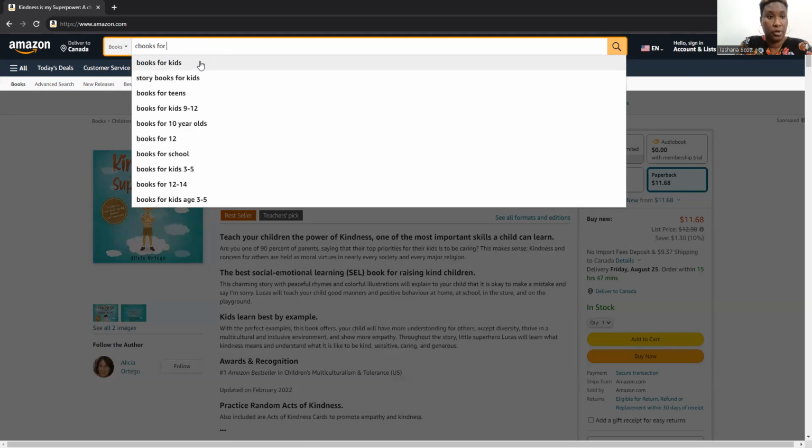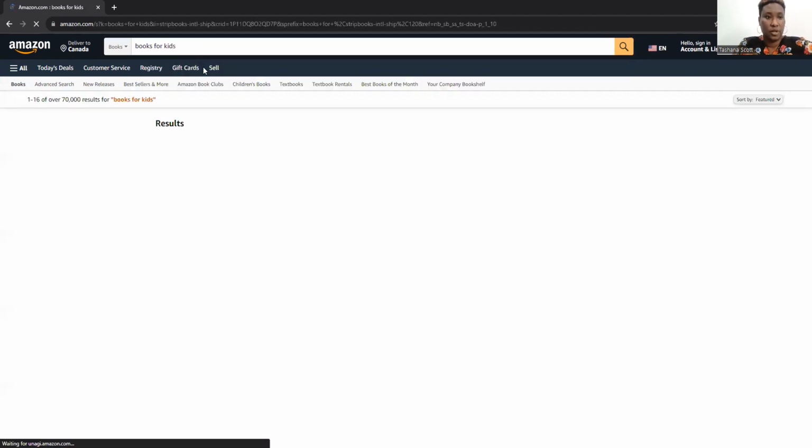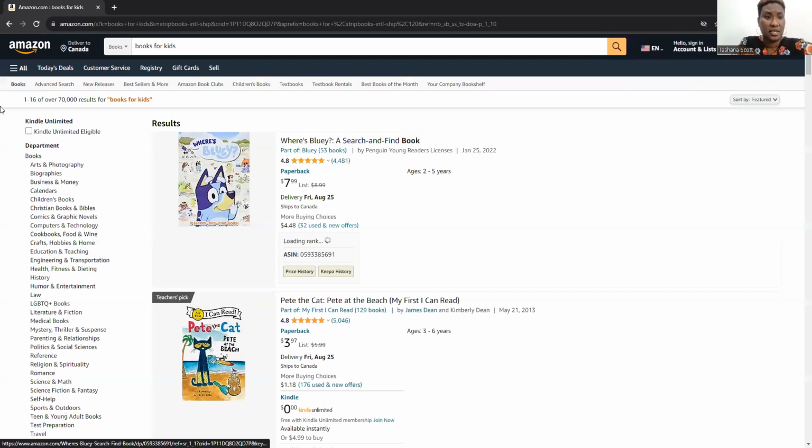Books for, there you go. I haven't even completed it, right? And it's showing me books for kids 3 to 5, books for young adults. So all of these are keywords, right? Let's select one. And you can see here that this keyword, books for kids, is searched for over 70,000 times, right? Each week or each month or each day. This is a very popular keyword.